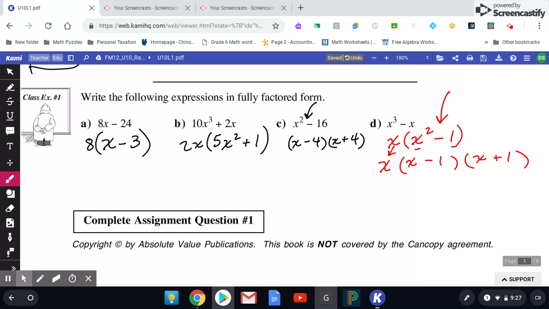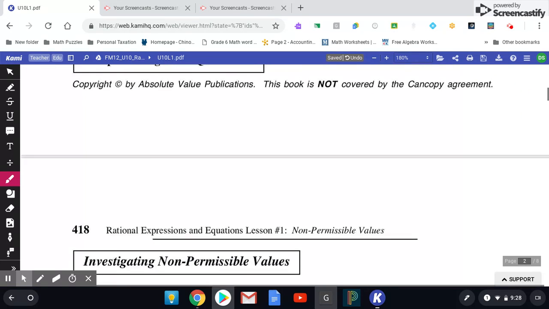All right. So hopefully that's a reminder to you on how to factor. Just some basics. Pulling out a common factor and doing the difference of squares. And the last one, letter D, was a combination of both. All right, turn the page.